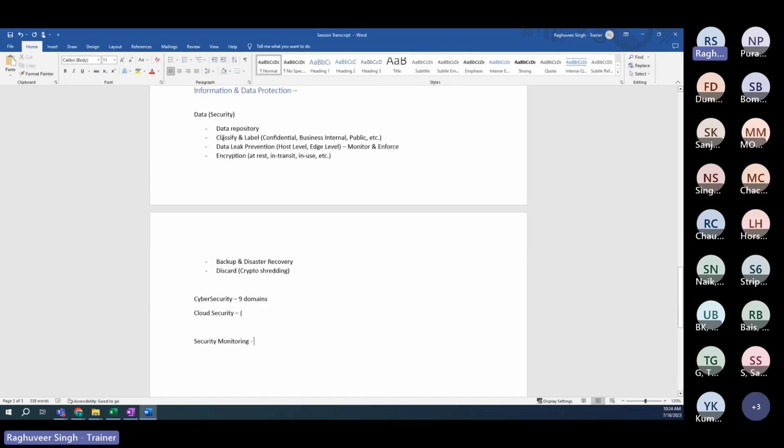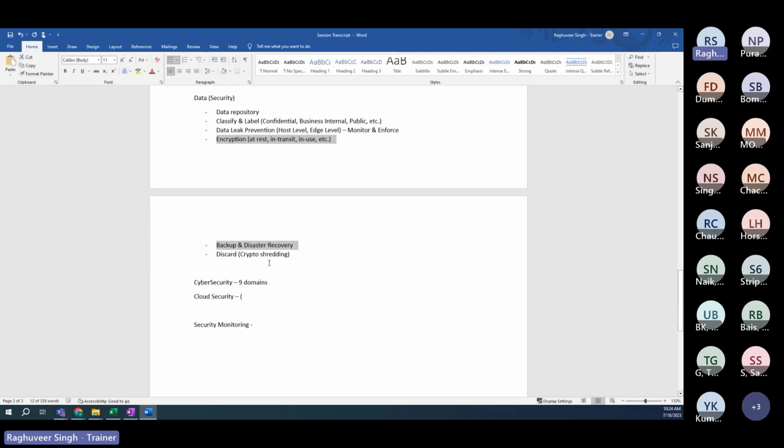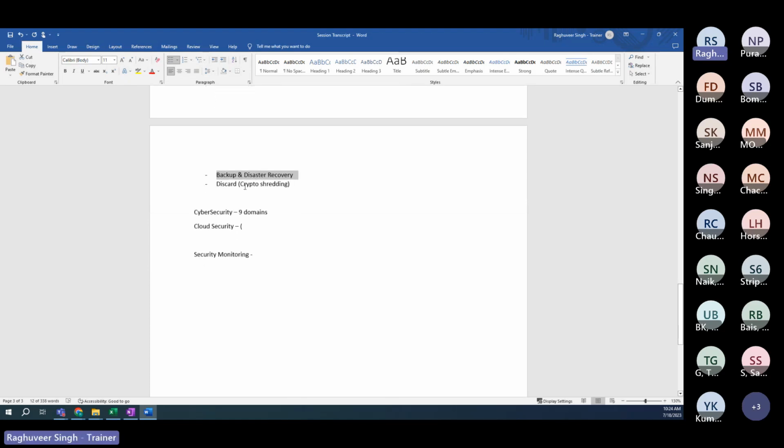And most important here is not this part, because for this part, you will have a separate team, but this part you need to understand. As a security professional, you need to understand encryption and backup and disaster recovery. Crypto shredding is the method. So you already know that there are recovery softwares. Typically you get a laptop from your company, and you use that laptop for 3-4 years and then you give it back to your company. They will issue you a new laptop.